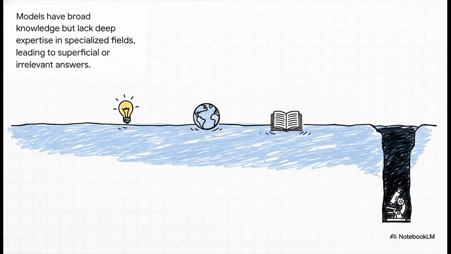All right, limitation number 2. These models have really broad general knowledge about a ton of stuff, but they don't have deep expertise. Think about super specialized fields like medicine or finance or some niche type of engineering. The public data that's out there just isn't enough to train a model to be a true expert, so its answers can be pretty superficial or, worse, just totally irrelevant.